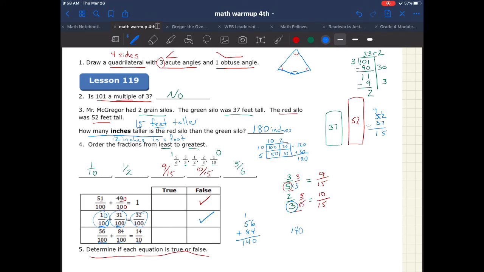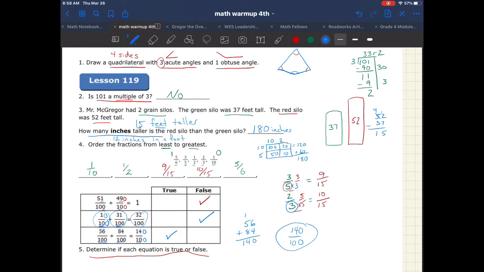So 140/100, is that the same as 14/10? Well, yes it is, because if we multiply 140 by 10 and 10 by 10, we'd have 140 over 100, which is what we had when we added it up. So this one is actually true.